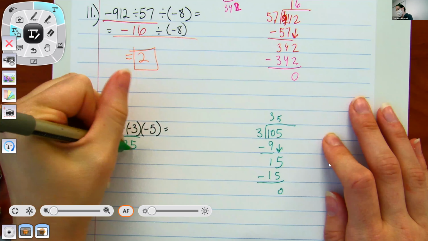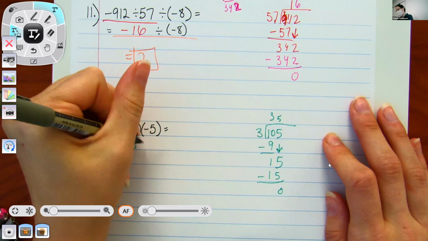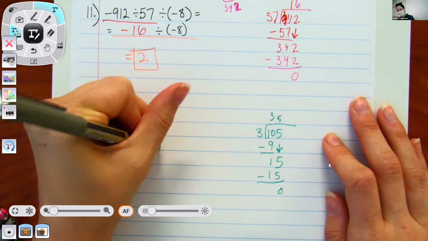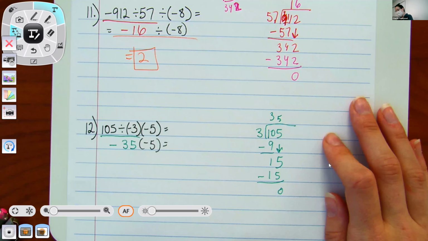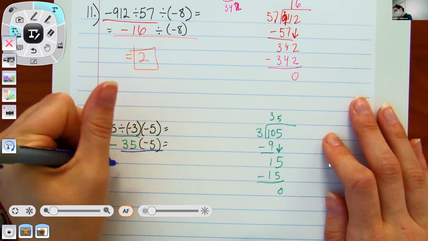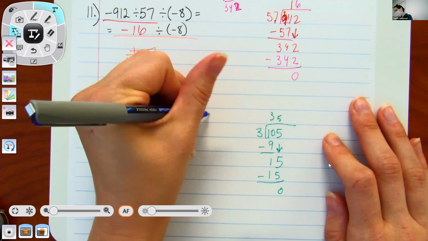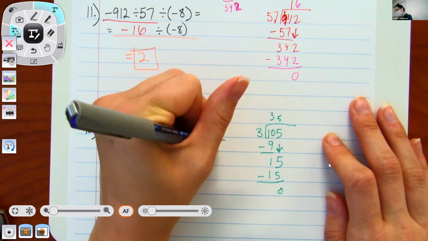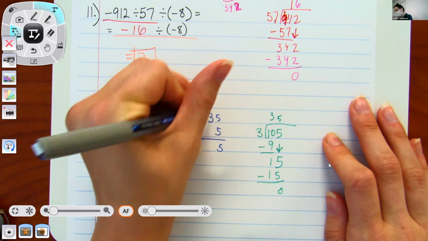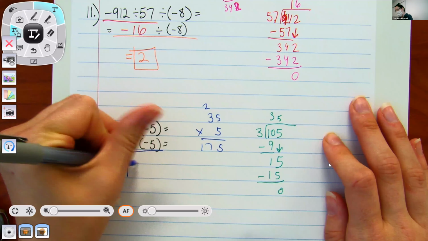Bring down the multiplied by negative 5 part. So a negative times a negative, we know that's going to be a positive. And 35 times 5 is 175. So 175 is the answer.